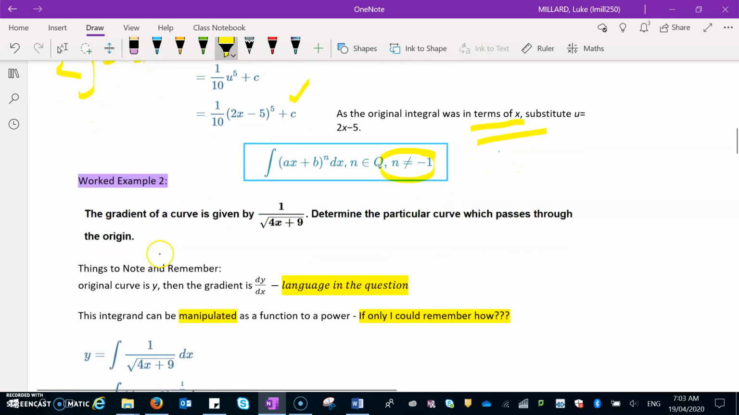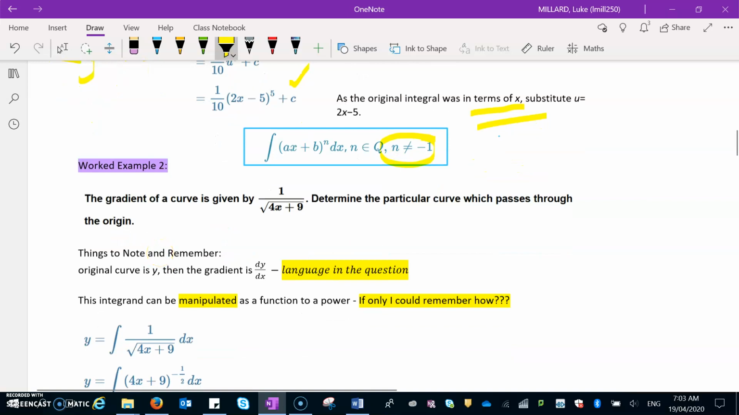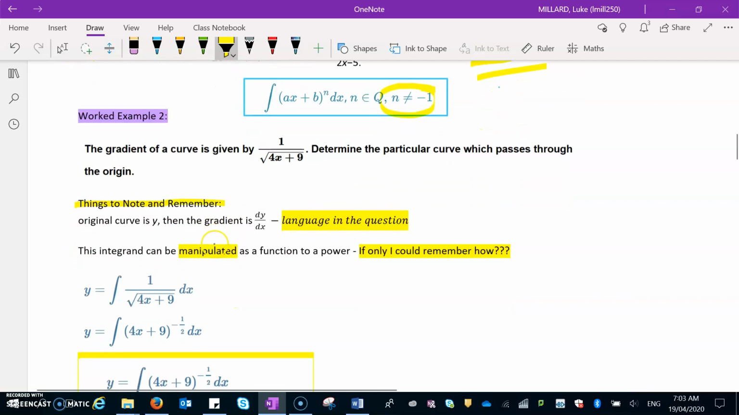So the second worked example, a few things that I really want you to take note of here is the gradient of a curve is given by 1 over the square root of 4x plus 9. Determine the particular curve which passes through the origin. Now, a couple of things that I want you to note and remember. When it's referring to the original curve, it's wanting us to get in terms of y.